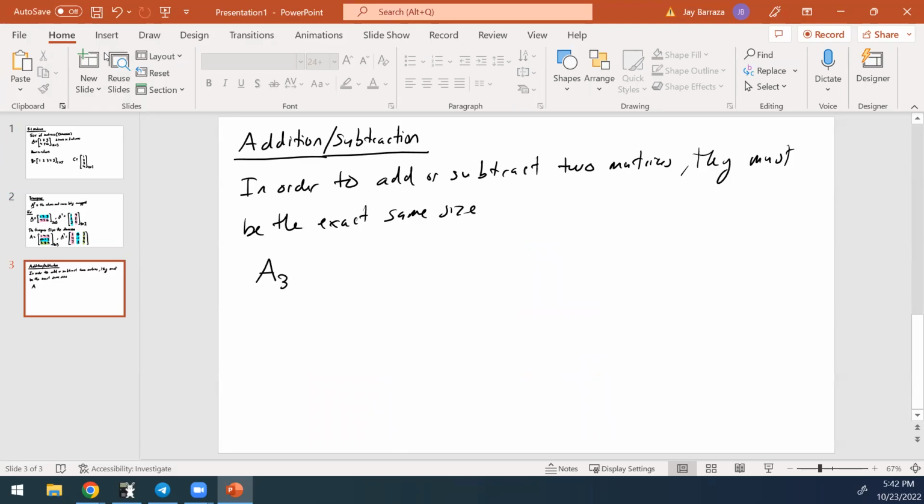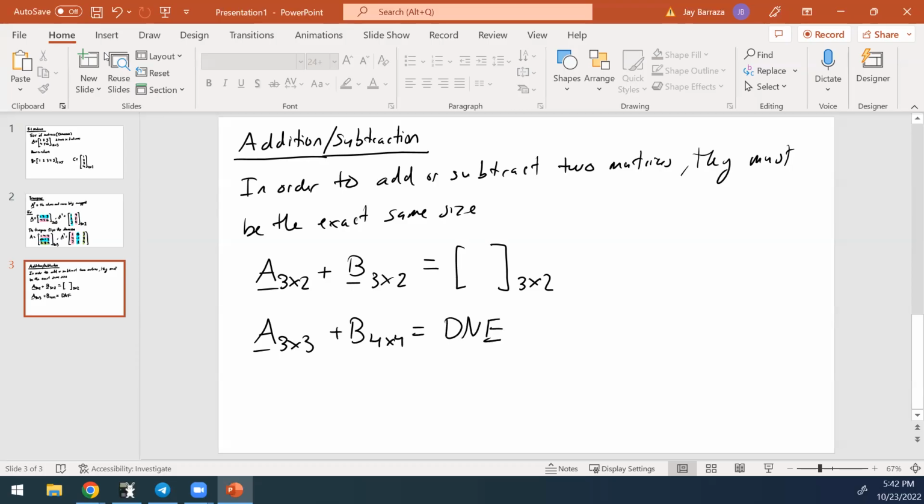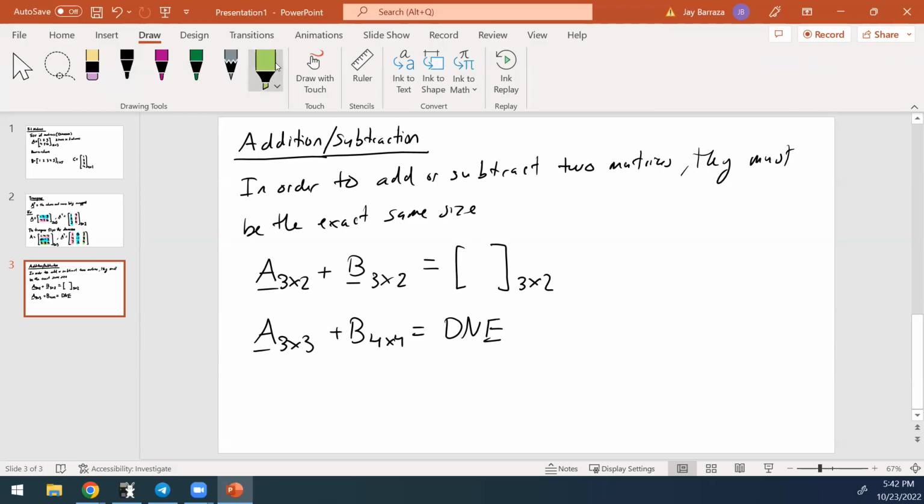So if I had a 3x2 plus a 3x2, then their answer would also be a 3x2, okay? The size does not change. Now, if I had something like a 3x3 plus a 4x4, the answer would be DNE because the dimensions do not match, right? Does everyone see here? Not the same.